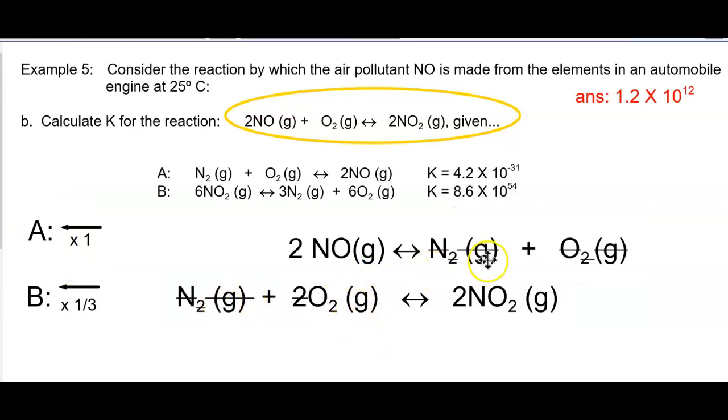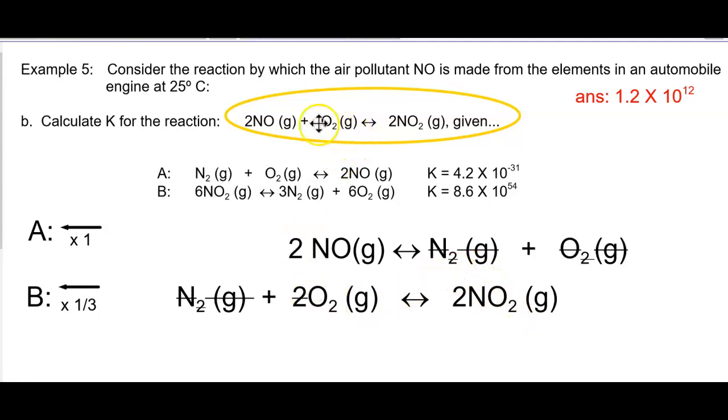So here we have N2 gas canceling because there's 1 on each side, so it eliminates. And here I have 2 O2s and 1 O2 gas. So this 1 O2 gas will subtract from this side and leave us with 1 O2 gas. 2 minus 1 is 1. So then I look to see what I have left for my reactants. 2NO gas, yes. Oxygen gas, yes. Going to 2NO2 gas.